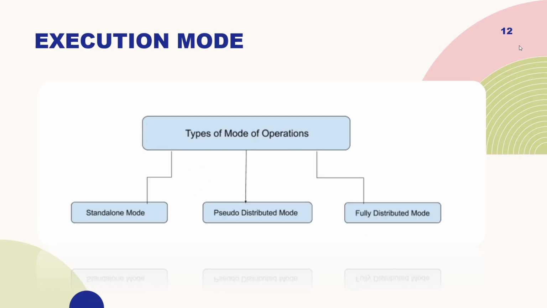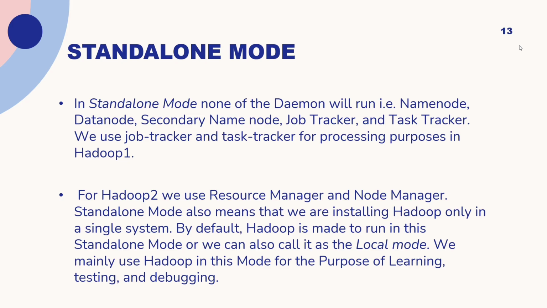Now execution mode. There are three modes: standalone mode, pseudo distributed mode, and fully distributed mode. So first is standalone mode. In standalone mode, none of the daemons will run, that is name node, data node, secondary name node, job tracker, and task tracker. We use job tracker and task tracker for processing purposes in Hadoop 1. For Hadoop 2, we use resource manager and node manager.